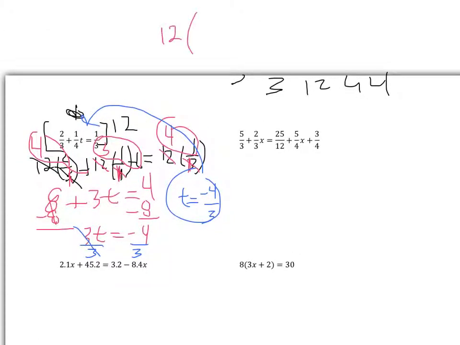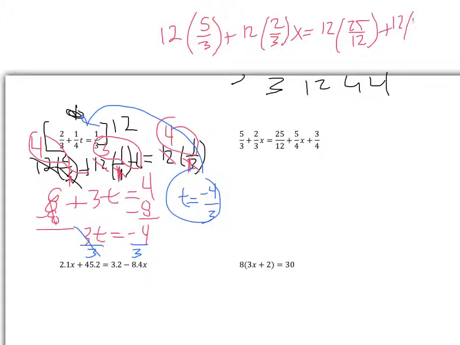So we have 12 times 5/3 plus 12 times 2/3 x equals 12 times 25/12 plus 12 times 5/4 x plus 12 times 3/4. We'll notice that once again, all the denominators cancel out. So here, 3 goes into 12 4 times, leaving us with the 1 down here. So we multiply, we have our 4 times 5, which is 20. So I'll write that down there.